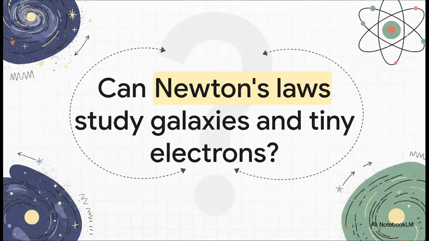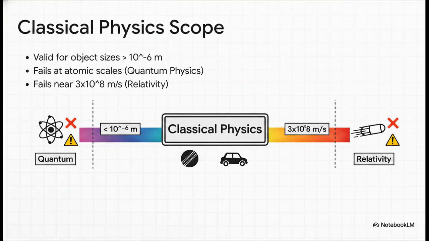So, we've got forces controlling entire galaxies and forces holding together tiny protons, which brings up a really good boundary check question. Kya hum Newton's classical laws, the physics you are literally learning right now, use kar sakte hain to study everything from those massive galaxies down to tiny electrons? The answer to that lies in understanding the scope of classical physics.